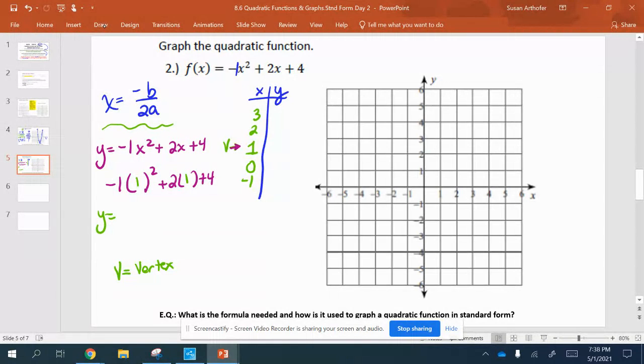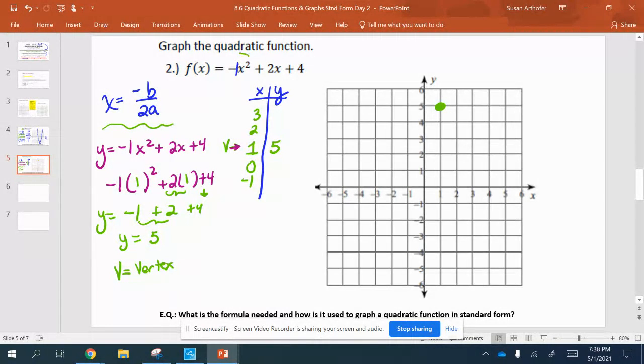Do the exponent first. 1 squared is 1 times the outside -1 would be -1. 2 times 1 is 2. Bring down the plus 4. Do the math. -1 plus 2 is 1. Plus 4 is 5. So when we plugged in a 1, we got a 5. So I'm going to plot that dot. So over 1, up 5. And this will be where our vertex is at.